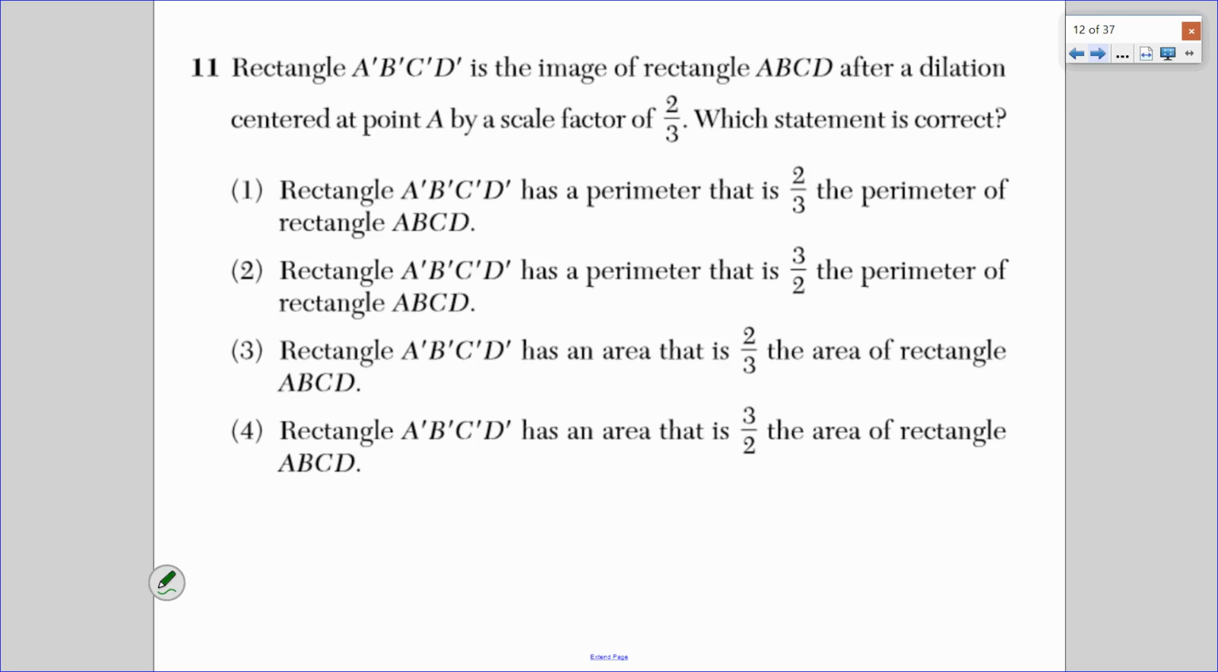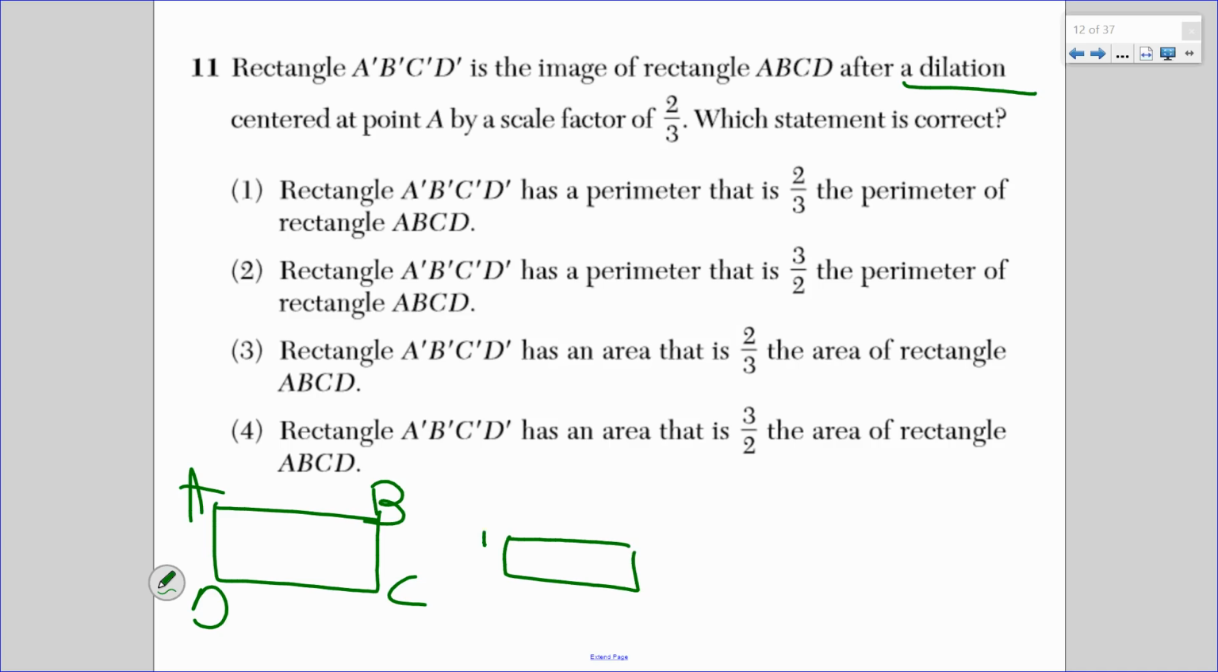Having said that, I'm going to do number 11. Rectangle A'B'C'D' is the image of rectangle ABCD after a dilation centered at point A. Dilation, here's what you need to know. If you dilate something, let's see, rectangle A'B'C'D' has a perimeter that is 2/3 the perimeter of rectangle ABCD. So what I would do is I would draw a picture here and we'll clearly see what's going on. A, B, D, and then I'm multiplying it by a scale factor of 2/3. So it's getting smaller. A, B, E. Rectangle A'B'C'D' has a perimeter that is 2/3 the perimeter of rectangle ABCD.